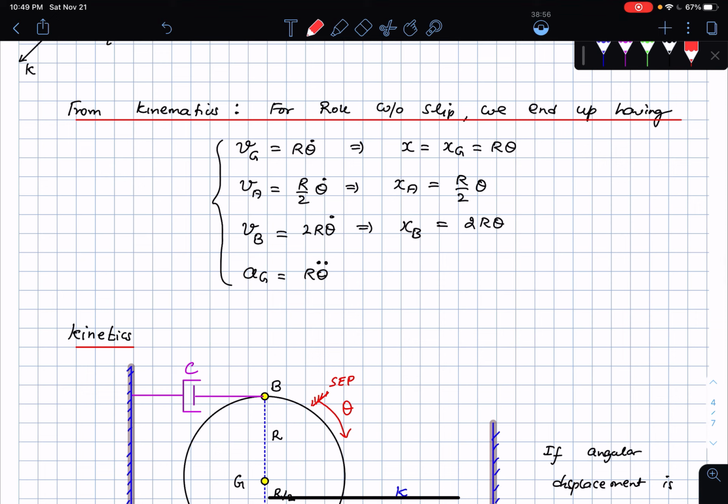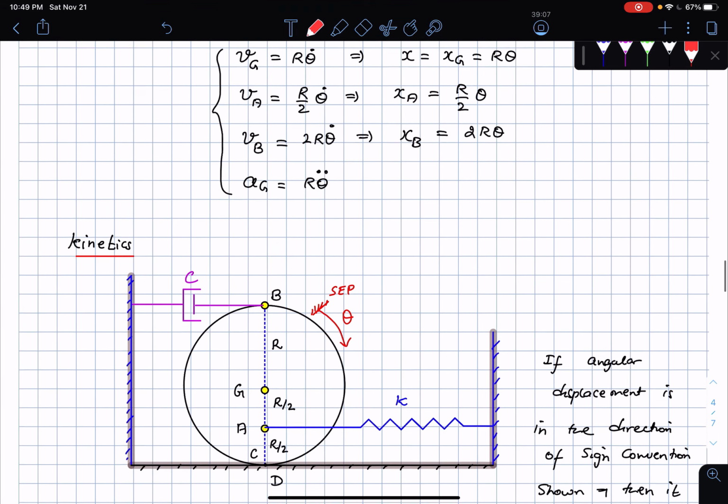These were at the points of interest, which were the center of mass, the point A where the spring was attached, the point B where the damping element was attached, and of course the acceleration of the center of mass as well. Then we do the kinetics of the problem.